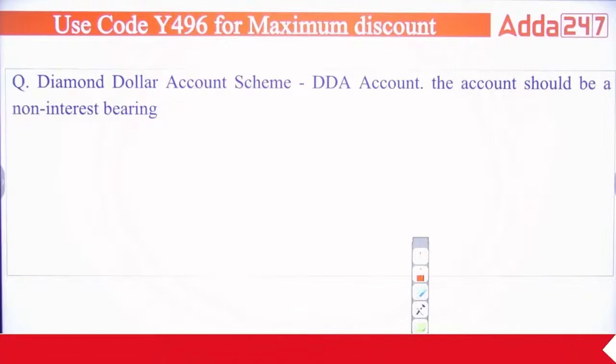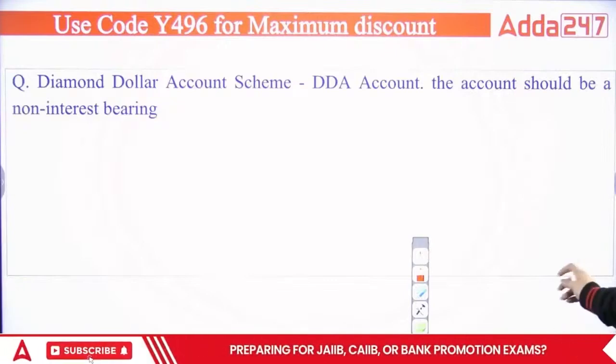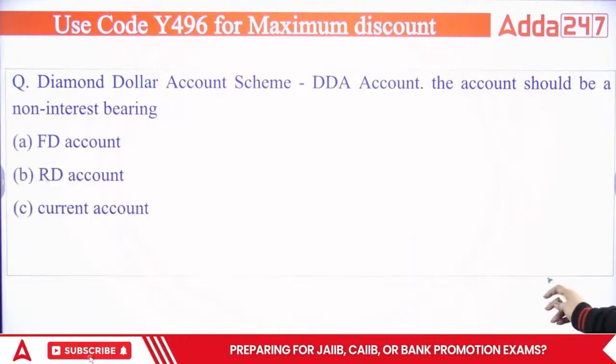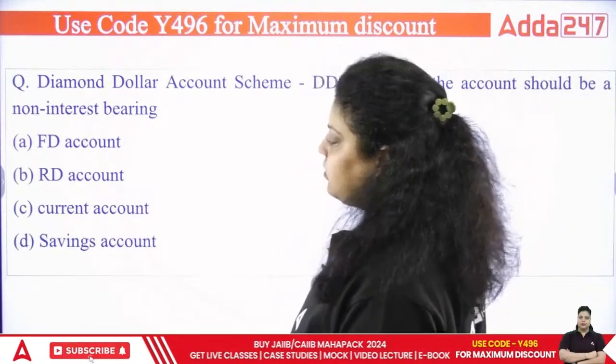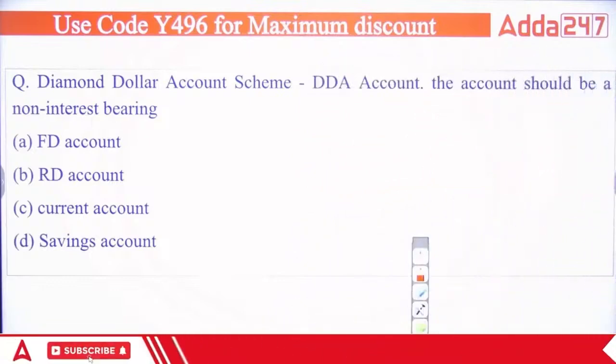Now Diamond Dollar Account scheme, the account should be a non-interest bearing account in which form? It should be an FD account, RD account, current account or a savings account.